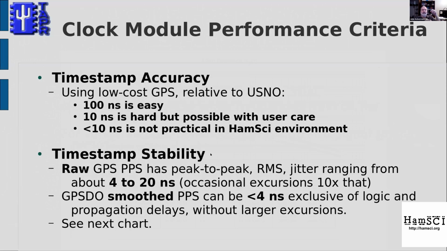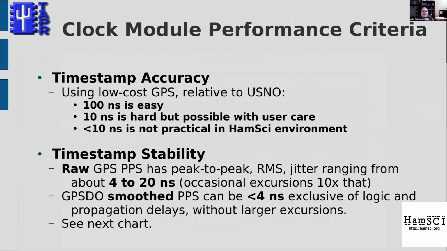And finally, there's timestamp performance. And again, we have accuracy, which is when our clock ticks, how accurate is it compared to the US Naval Observatory. And with these low-cost GPS modules, it's extremely easy to get 100 nanoseconds of accuracy. To get 10 nanoseconds is difficult with consumer-grade equipment, but with good user care, which involves measuring cable lengths and delays, and possibly some temperature control, 10 nanoseconds of absolute accuracy is achievable.